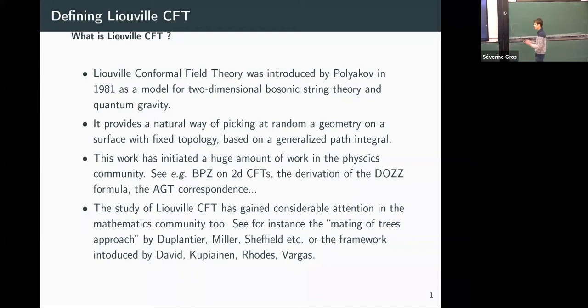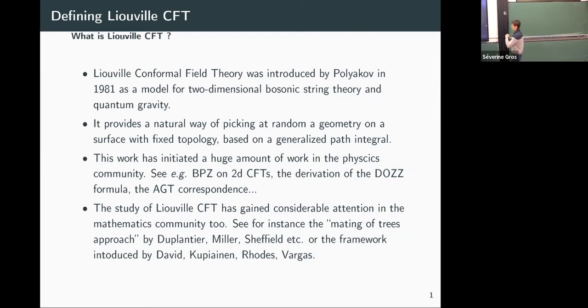But the framework I will follow in the second part will be the one introduced by David, Kupiainen, Rhodes and Vargas in 2014, which is closer, I guess, to the work Polyakov designed in the 80s.